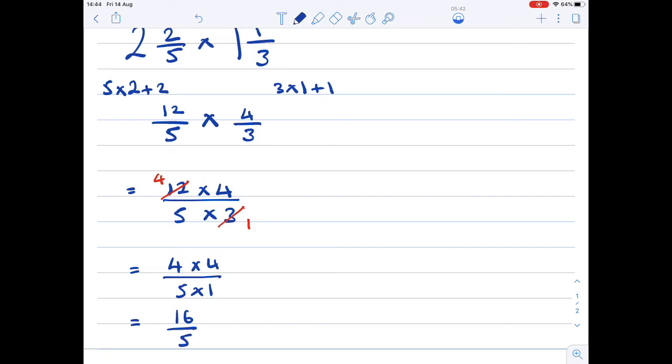Now we've got a top-heavy fraction, or an improper fraction if you want to call it. So how many 5s can we make out of 16? We can make 3 whole 5s out of it, and then there's a remainder 1, and you just write that over the denominator. So the answer is 3 and 1/5.